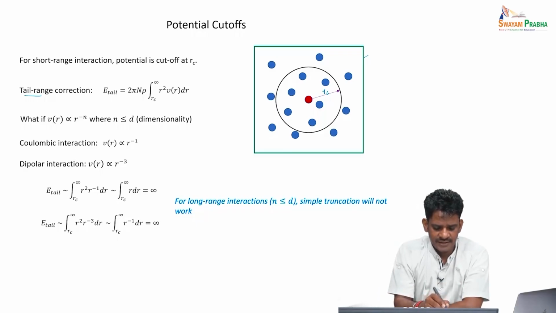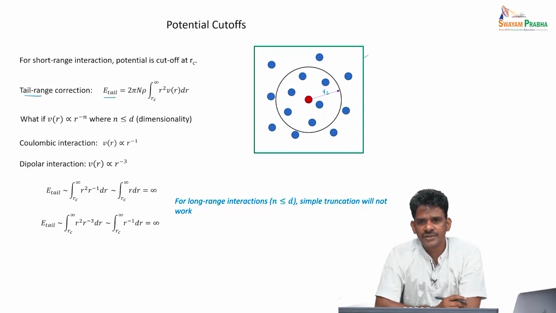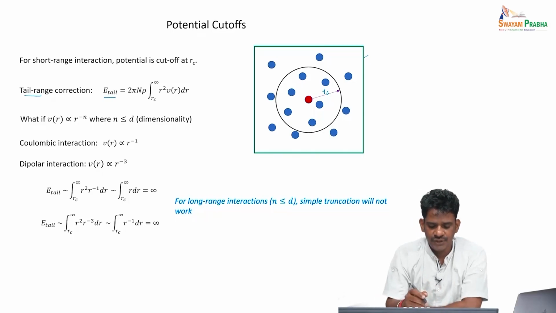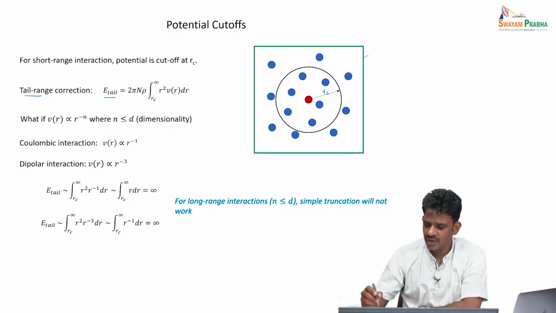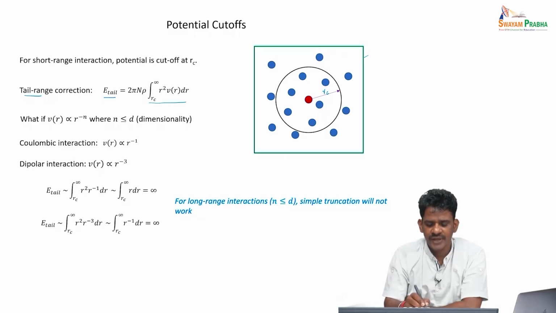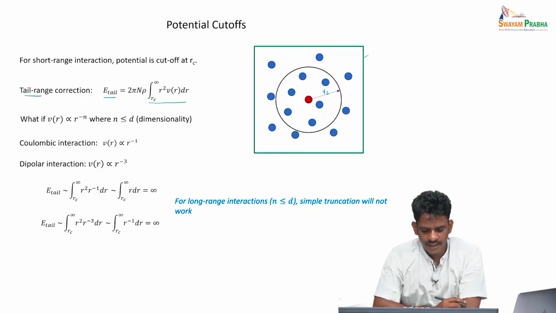You may recollect that to correct the energy due to this tail correction, we use the radial distribution function g of r, and beyond RC we assume g of r is 1, and then we integrate r square V of r dr. By implementing the functional form for the pair energy V of r, which could be Lennard-Jones for instance, we could get an analytical expression for the correction in the energy. This correction can be added after you do the simulation as a post-processing step.